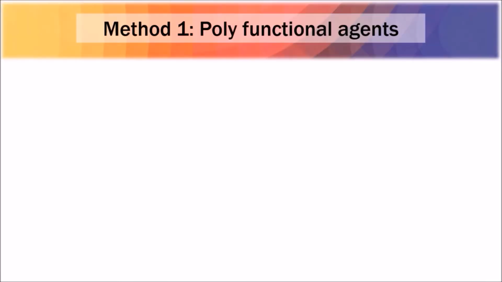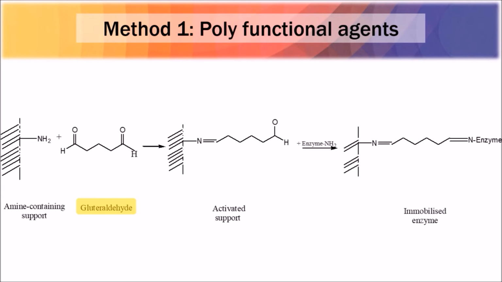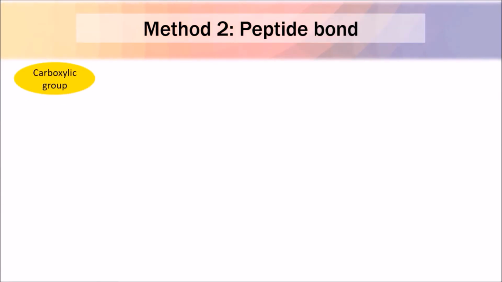Before our solid matrix support is able to bond covalently with our enzyme, it's very important to activate our solid matrix support first. The first activation method involves polyfunctional agents. The example we use here is glutaraldehyde, which is a polyfunctional agent. It is going to activate our amine-containing support, and from there we add in the enzymes, and only then will the immobilization be successful. The second activation method involves peptide bonding.